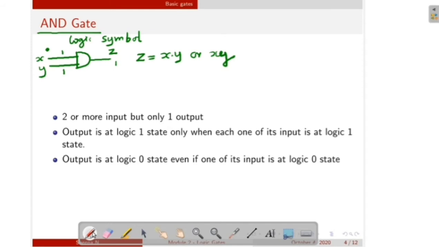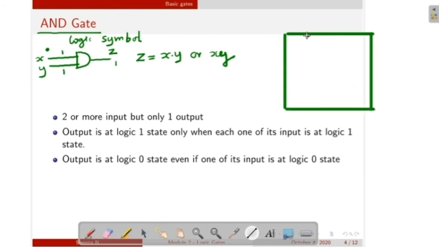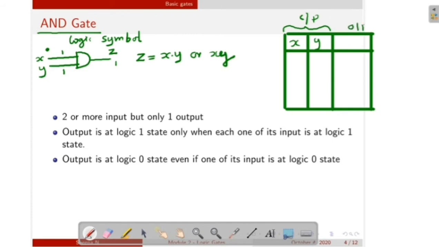We can represent the input combinations and the output in a tabular format. That is called a truth table. A truth table is the tabular representation of the inputs and the output. The columns of the truth table are the input variables and the output variables, and the rows represent the different input combinations. Here there are 2 inputs x and y, so these 2 columns represent the inputs and this column represents the output. This is the truth table.